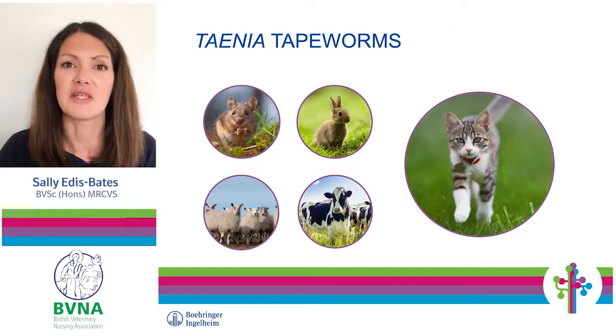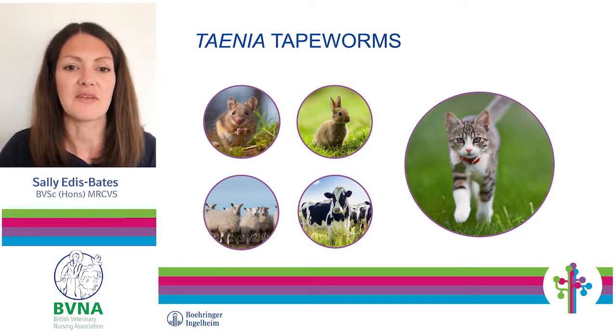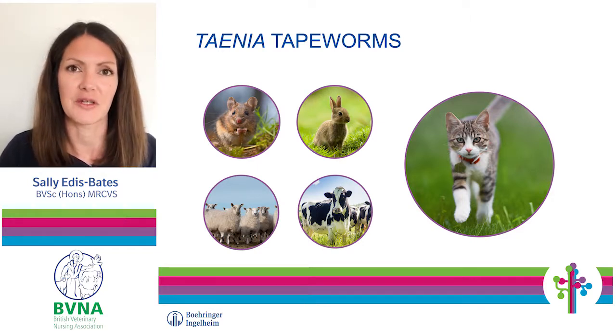The intermediate hosts for Taenia tapeworms are rodents, rabbits, and ruminants. And again, because of the hunting behaviour of cats, we see an increasing risk. Cats are at an increased risk of becoming infected with Taenia compared to dogs. The risk in dogs is actually quite low unless they're eating an unprocessed raw diet, they're eating offal, or they're eating rodents.